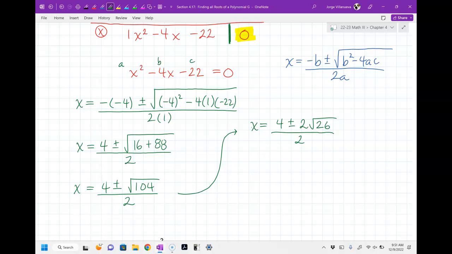All right, now I can reduce that, right? Because if I'm dividing by 2, I notice that this number can be divided by 2, this number can be divided by 2, right? Along with that. So everything's going to be divided by 2 right there. So my answer is going to be x equal to 2 plus or minus square root of 26. All right, that's what I'm going to end up getting once I simplify.